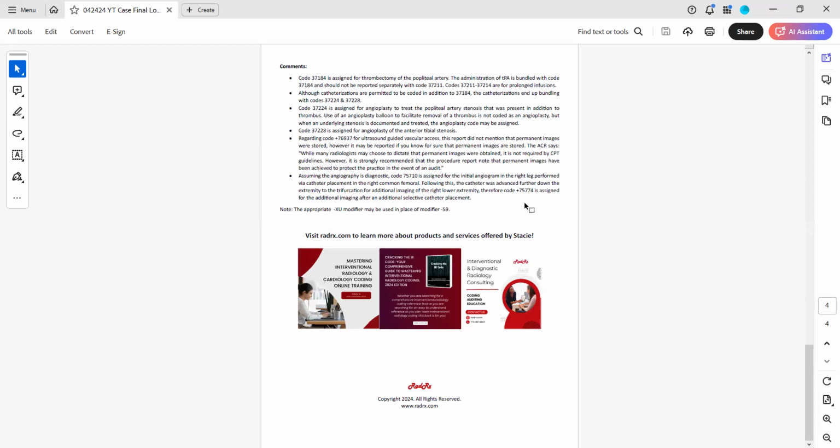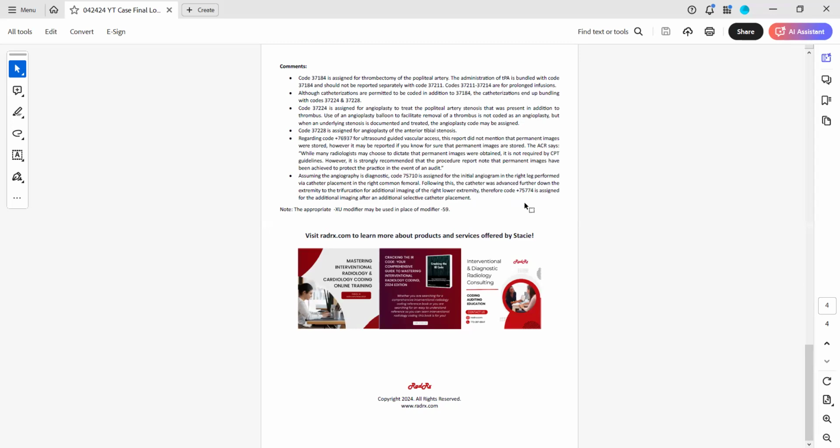And then back to the 76937 for ultrasound guided vascular access. I've given to you here the comment from the ACR, where they said, while many radiologists may choose to dictate that permanent images were obtained, it is not required by CPT guidelines. However, it is strongly recommended that the procedure report note that permanent images have been achieved to protect the practice in the event of an audit. So the best practice is to document it in the report.